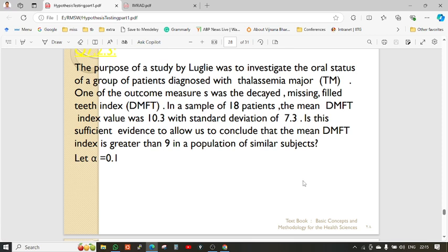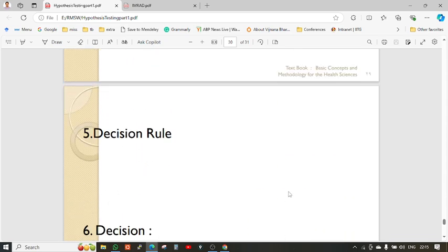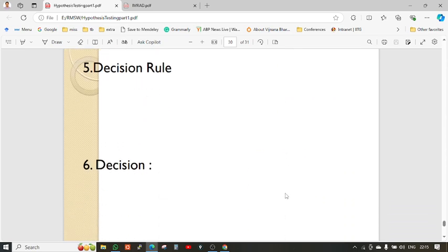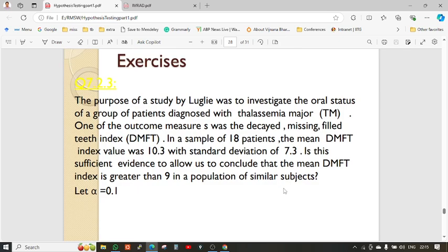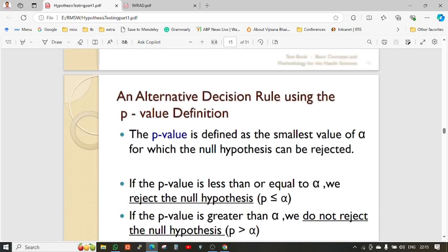So the acceptance or rejection region is different here, because the level is not 0.01, it is 0.1. So here the things given are: the sample number of patients is 18, the standard deviation is 7.3, and the index is greater than 9. Then put a hypothesis, then assumptions, then statistics, then decide, then all the things. So you have to do it like this. Every statistical hypothesis we have to test like this.